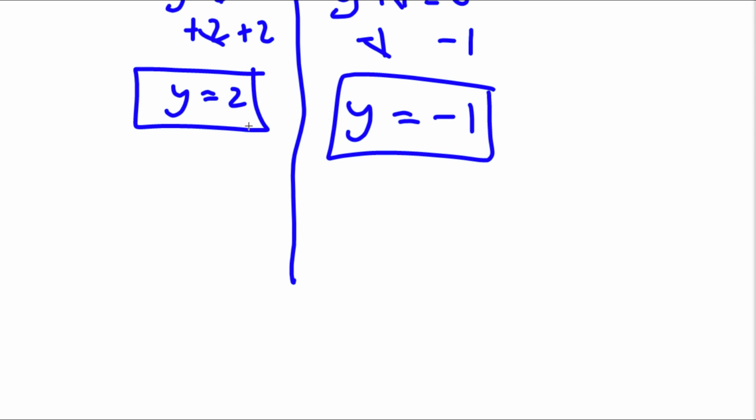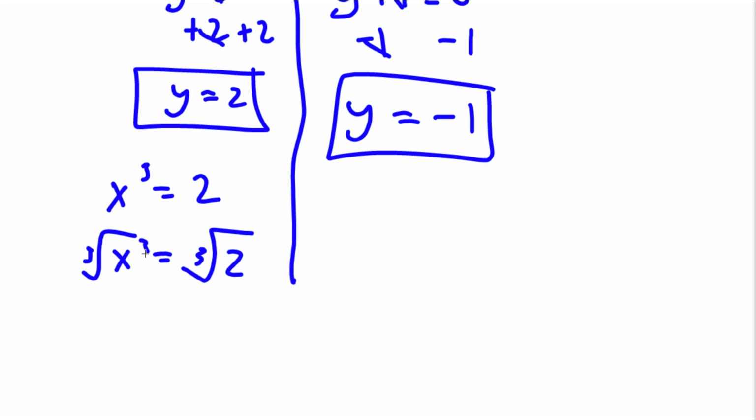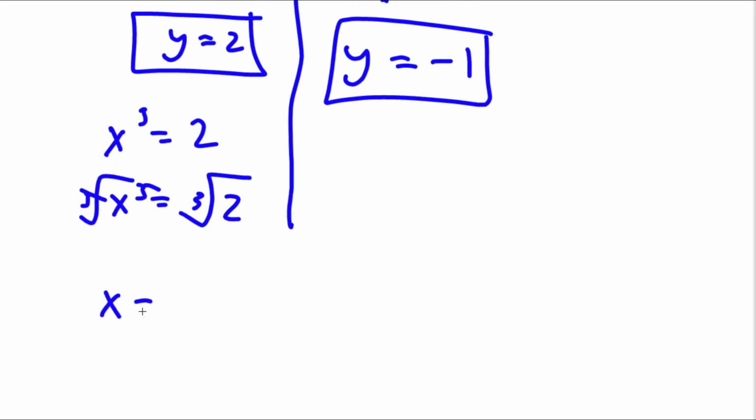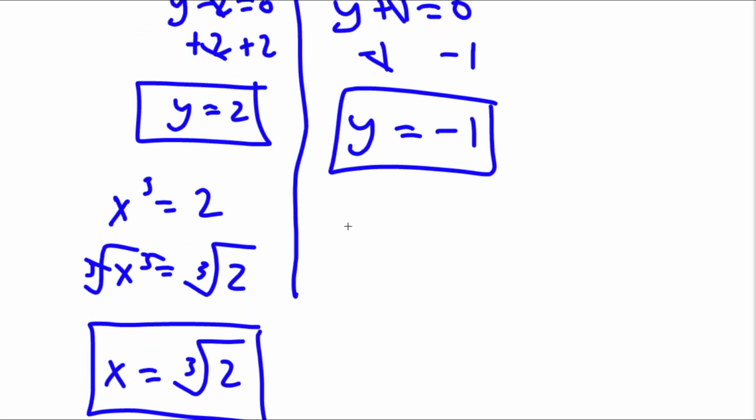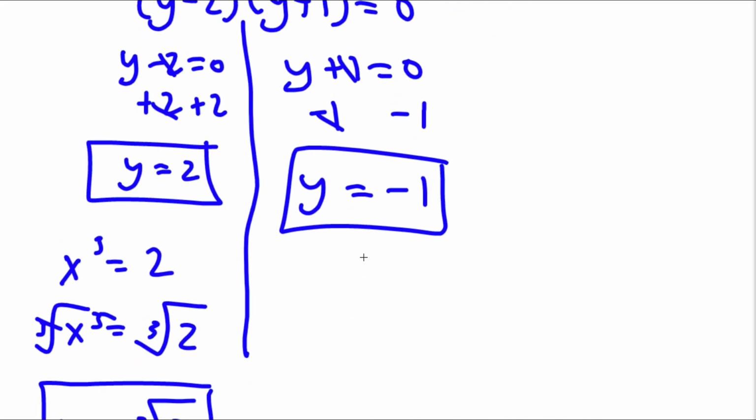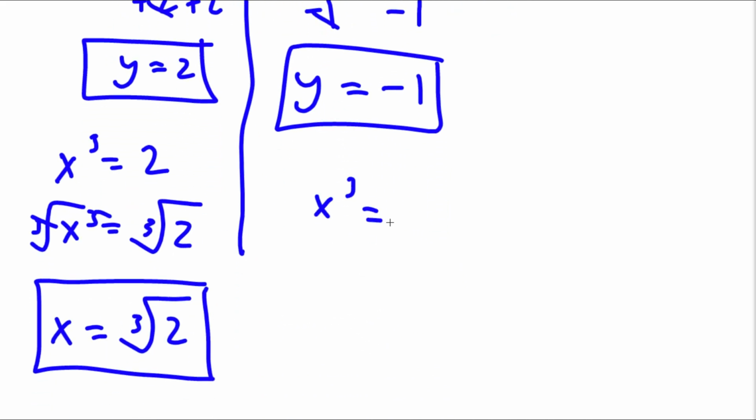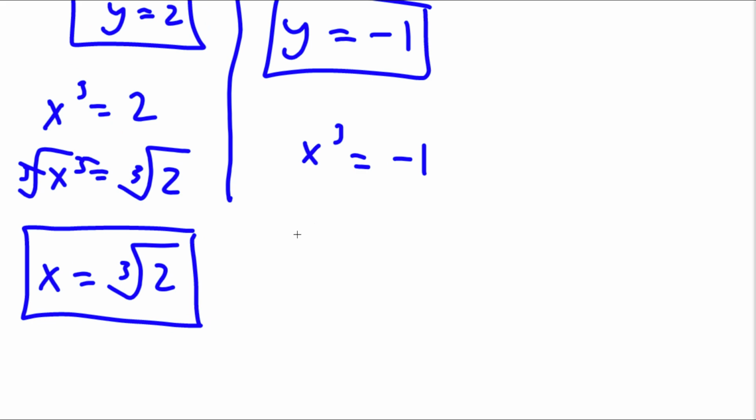So if x to the power of 3 equals y and y equals 2, then I have x to the power of 3 is equal to 2. And to solve this, I'm going to take the cube root on both sides. These two cancel out, and I'll be left with x is equal to the cube root of 2. Now, for y equals negative 1, I have x to the power of 3 is equal to negative 1. Now, if I take the cube root on both sides, these two cancel out, and I get x is equal to the cube root of negative 1, which is simply negative 1.